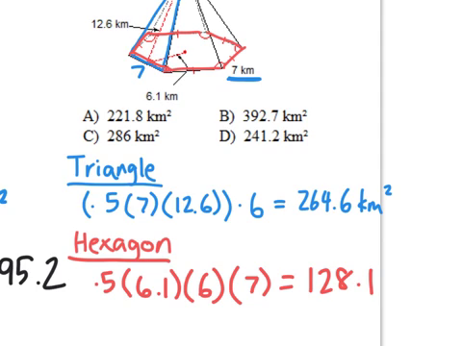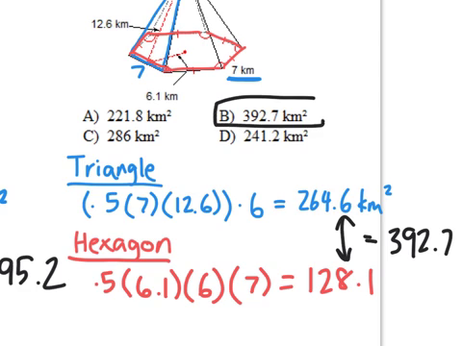And then again, we want to add these two together to get our total. So 128.1 plus 264.6 gives us 392.7, which is choice B.